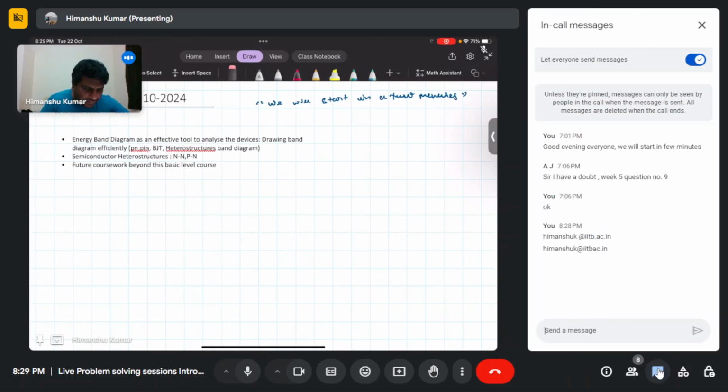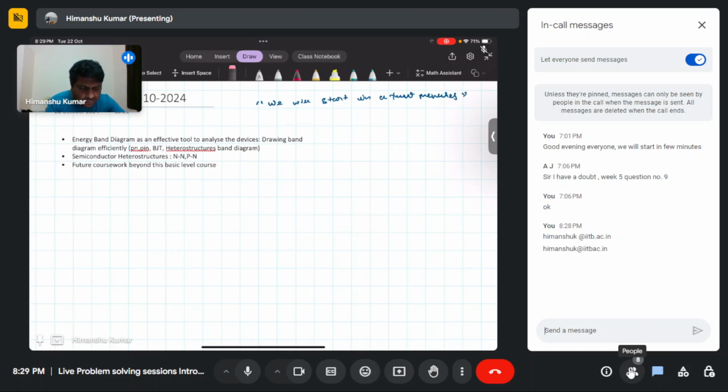I had thought that if you did not have doubts, I would cover the energy band diagram for different types of heterostructure that you can draw. But it's already 20:30, so I think we have only 50 minutes.